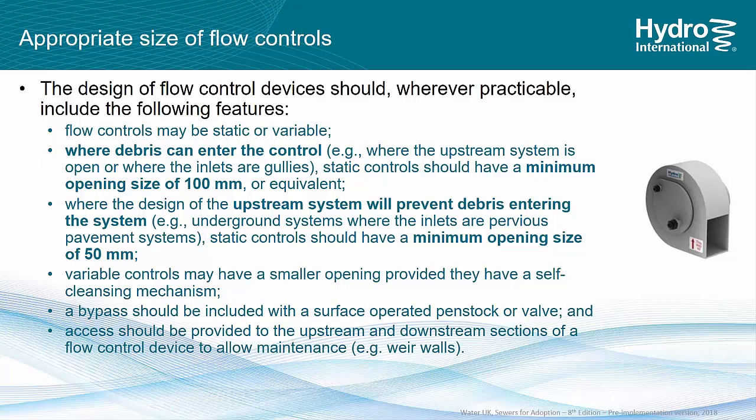But where you're looking at closed systems and you've got a reduced amount of debris coming through the system and a very much reduced likelihood of the flow control being blocked, we can start going down to that 50 millimeter outlet diameter to therefore look at reducing that flow rate off-site.